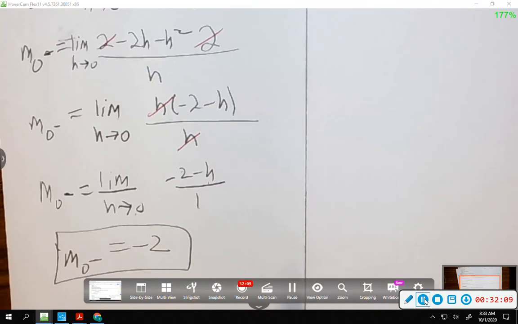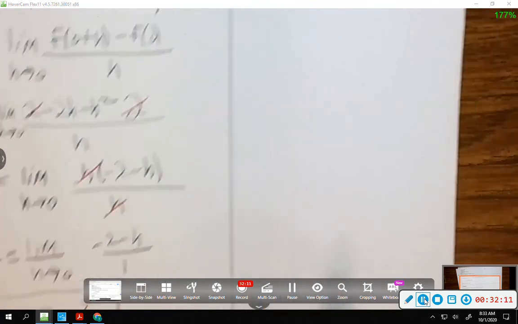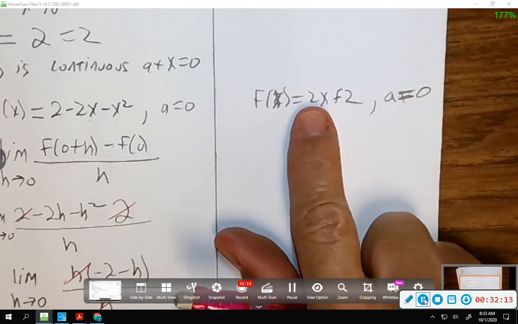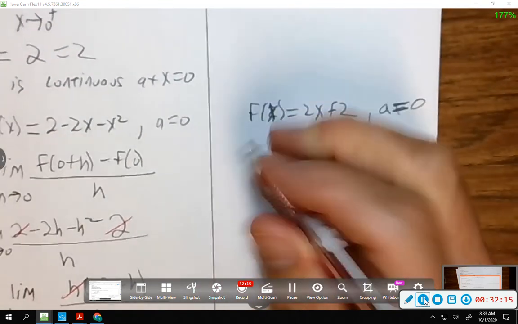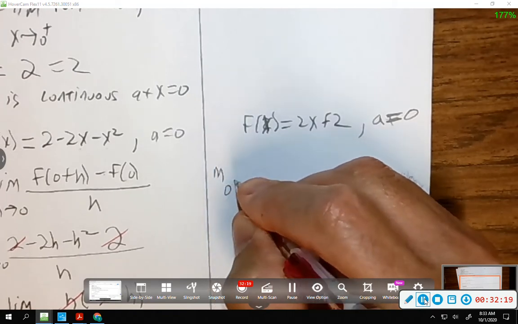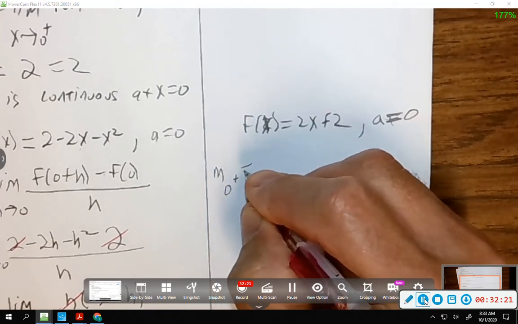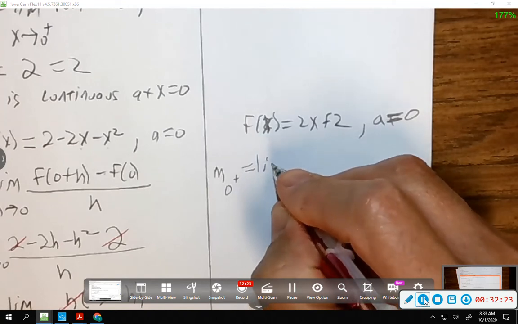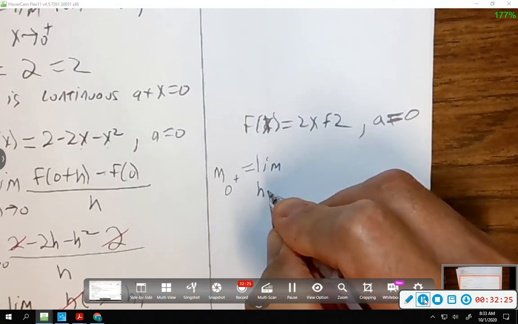Now, a lot of you are going to look at this and say, well, clearly the slope is 2. It's linear. I still want you to plug it through. I could give you more complex problems. I'm going to give you nice things that you should know that, yes, the slope is 2, but I still want you to verify it using this limit notation, this limit definition of slope.